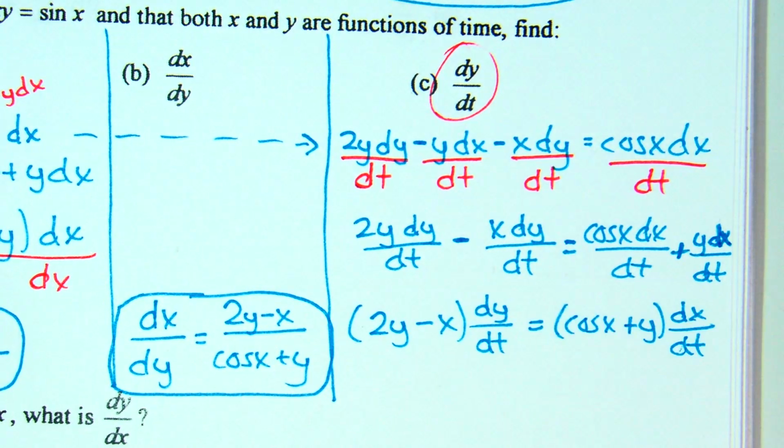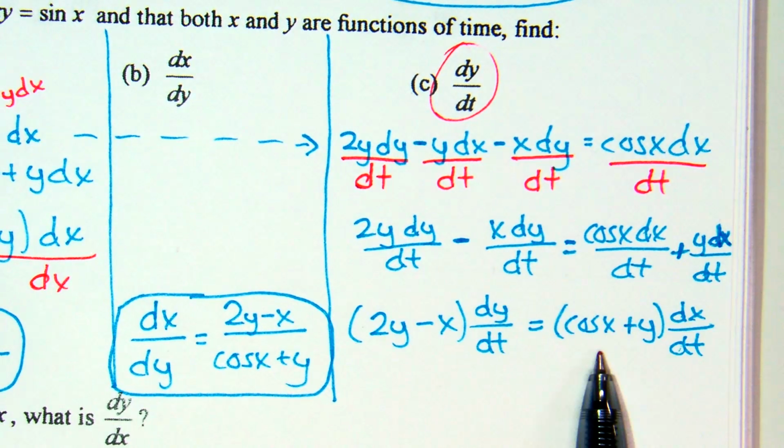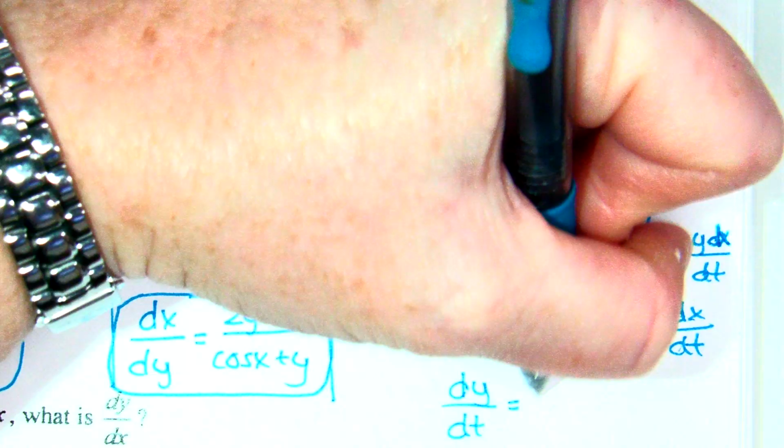What do I need to do to get dy dt by itself? We're going to divide this 2y minus x over to the other side, and we can put it under the cosine x plus y. So I'm going to have dy dt equals, I already have cosine x plus y, and I'm going to divide that by 2y minus x, and then the times dx dt can just tack on at the end.